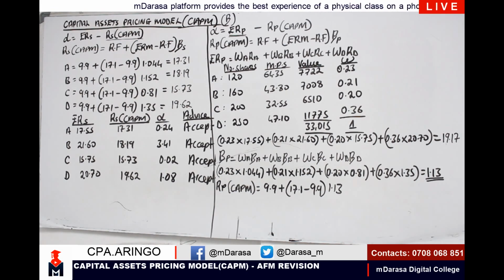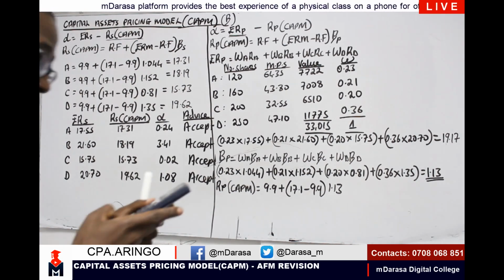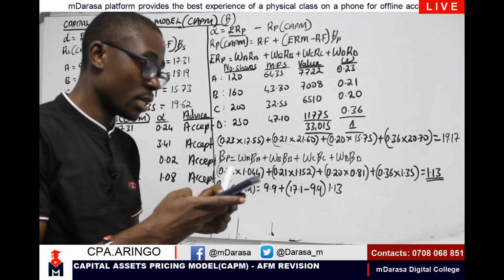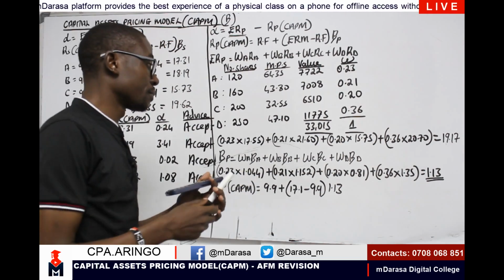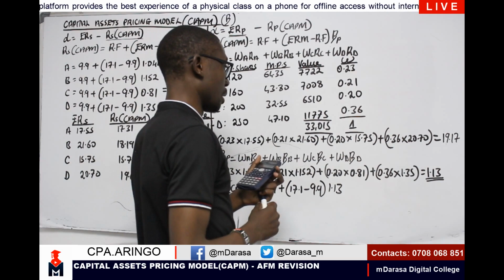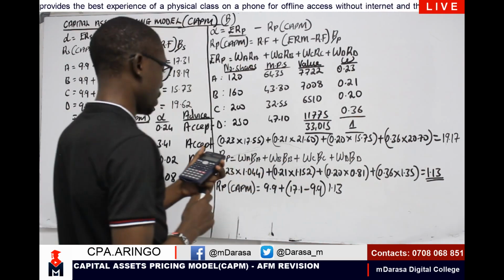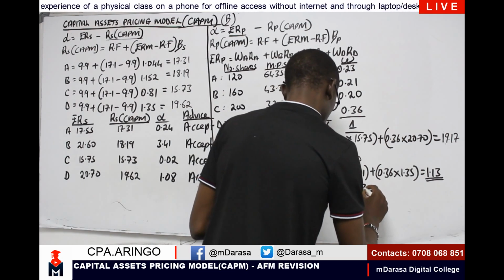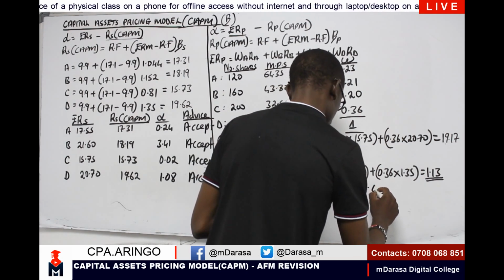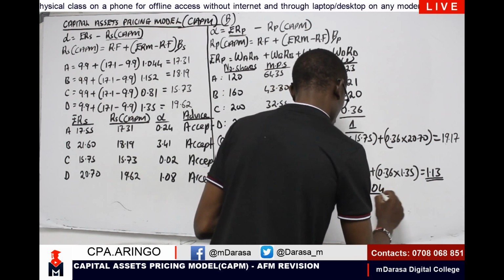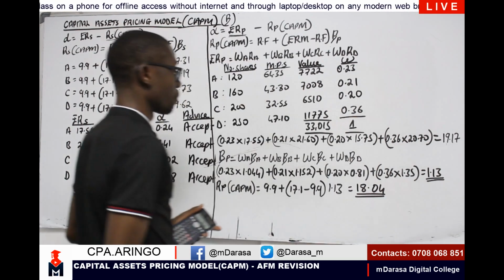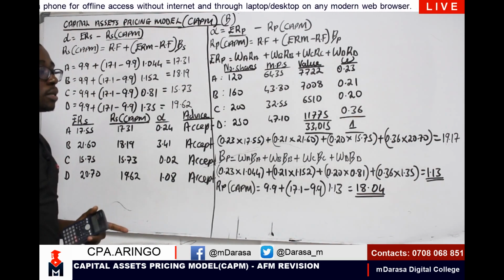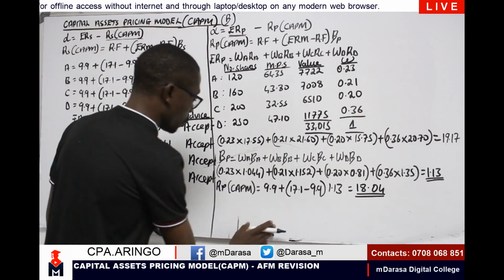We are supposed to add 9.9. So therefore, here, of course, I'm getting 18.04. So our main aim was to determine the worthiness of this portfolio.